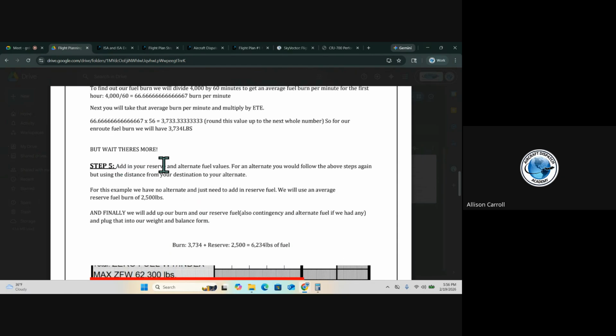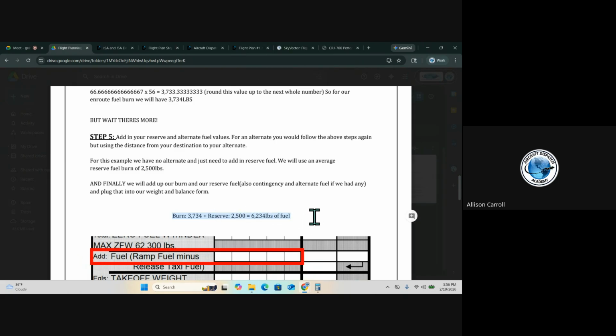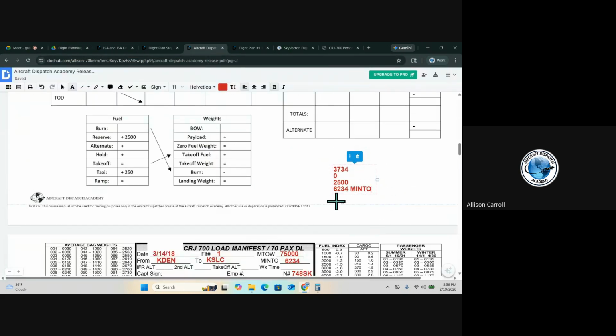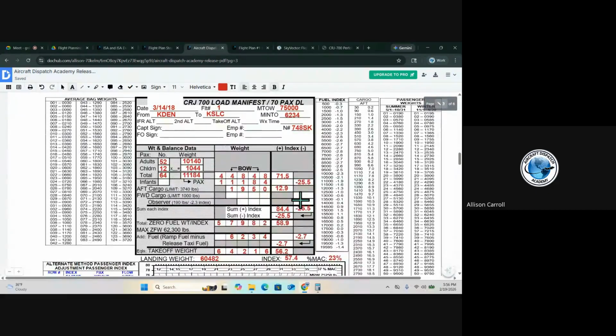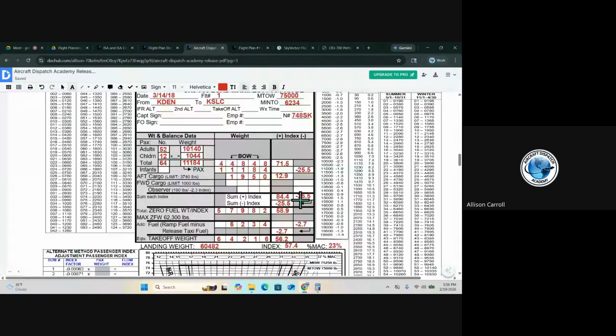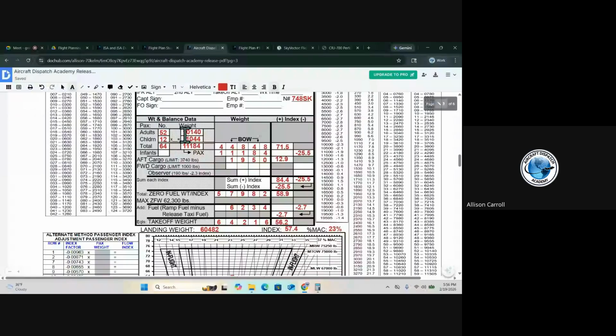And then going into our reserve and our alternate, we don't have an alternate for this specific flight plan, but our reserve is always that 2,500 pounds. And so we added that 3734 and 2,500, and that gave us 6234 for our MINTO. So that's usually the most difficult part about weight and balance, is just figuring out the fuel calculation. Everything else, you're just filling in all these different numbers, finding the different weights on the different sides of this page. And then remember the passenger index.